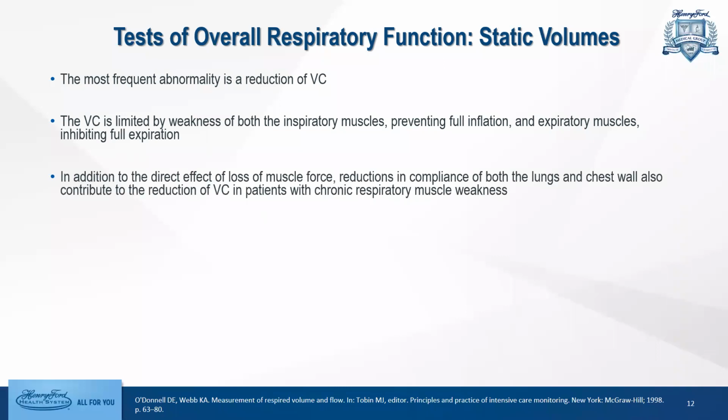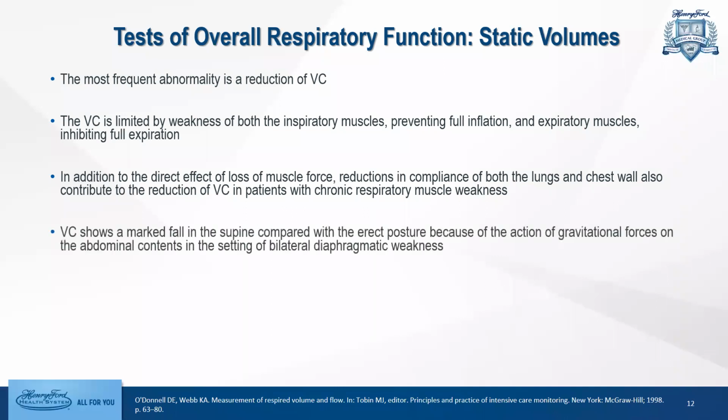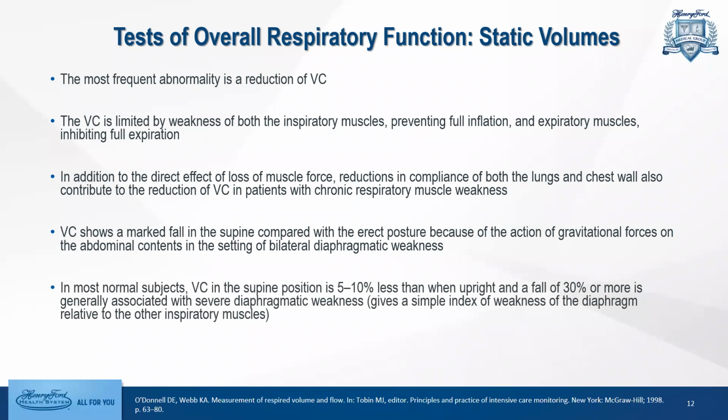In addition to direct effects of loss of muscle forces, reduction in compliance of both lungs and chest wall can contribute to reduction in vital capacity whenever you have chronic respiratory muscle weakness. The vital capacity shows a marked fall in the supine position in comparison to the erect posture because of the action of gravitational forces on the abdominal contents whenever you have bilateral diaphragmatic weakness, and keep that in mind. Usually in normal human beings, vital capacity in the supine position is 5 to 10% less than upright. Whenever you have a 30% fall or more, it's usually associated with severe diaphragmatic weakness.